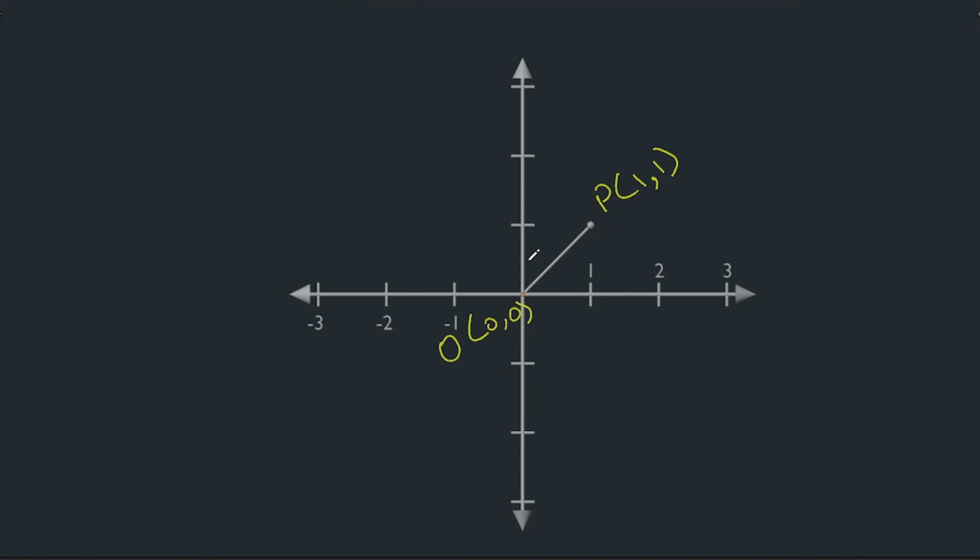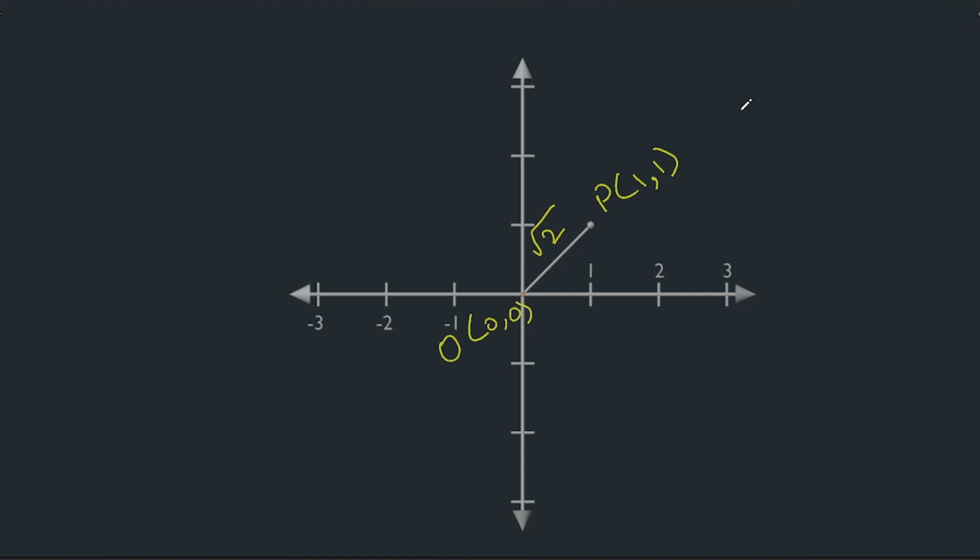After joining origin and the point P, keep in mind that the distance between the origin and the point with coordinates 1, 1 is equal to square root 2. After drawing square root 2 on a number line, I shall explain in detail why this length is equal to square root 2.